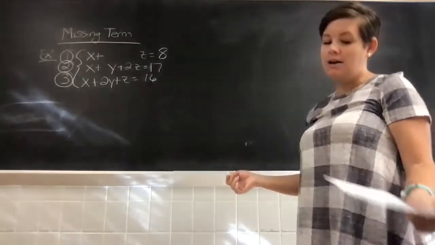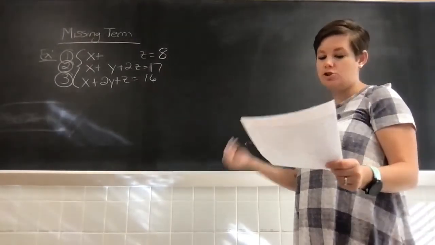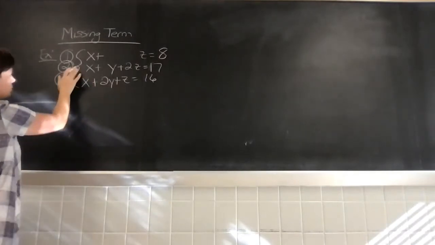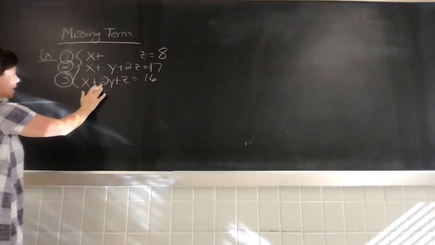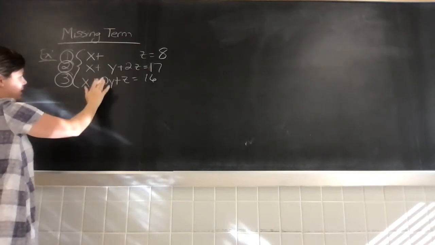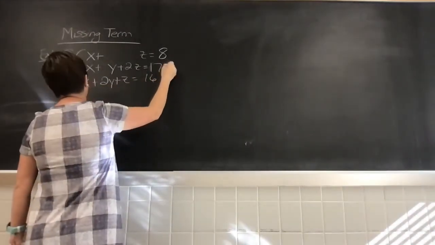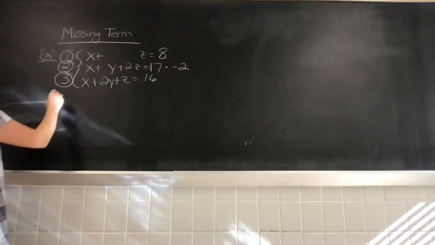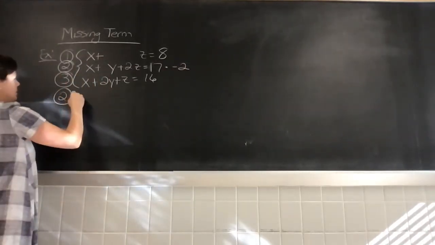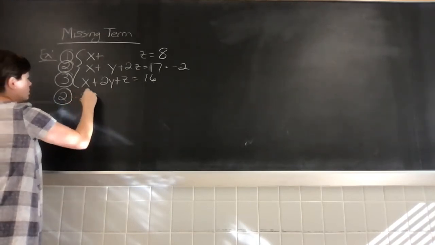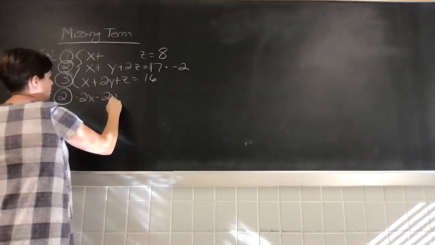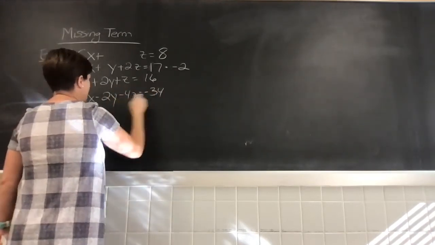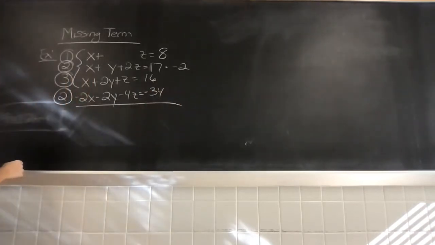So in this case, I'm not going to have an equation 5. I'm just going to have an equation 4. Looking at equations 2 and 3, I have to eliminate my y's, which means I have a y and a 2y. So I need to multiply equation 2 by a negative 2 in order to eliminate that. If I multiply everything by negative 2, I get a minus 2x minus 2y minus 4z equals a minus 34. Now I can add them.